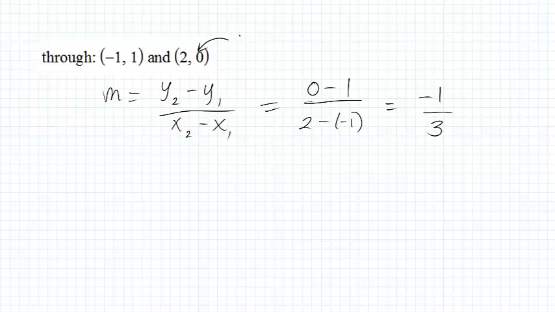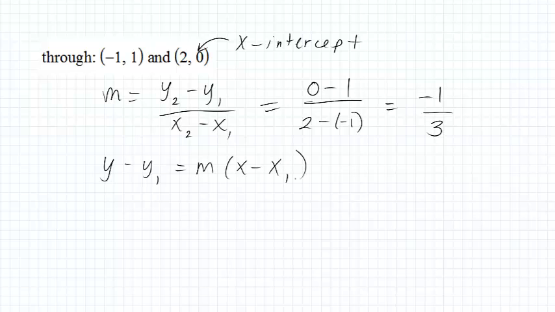Notice neither of these points are the y-intercept. This point happens to be the x-intercept, but we don't have a form for a line that tells us what to do with the x-intercept. That means I want to plug this into point-slope form. And I could choose either of these points to use.